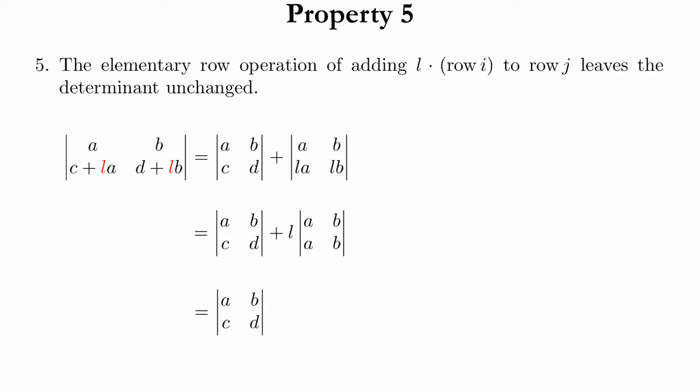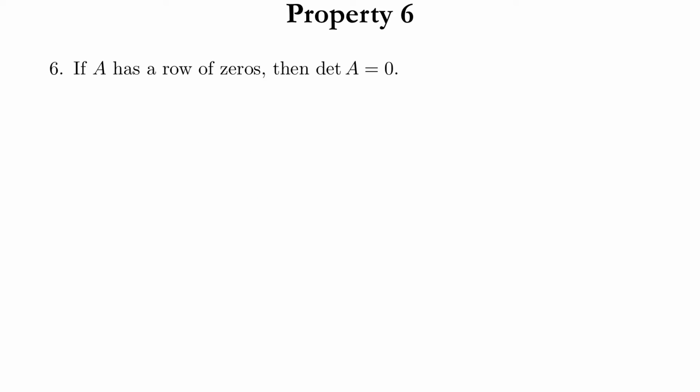The sixth property tells us that if the matrix A has a row of zeros, then the determinant of A must be 0. Let's consider the following 2 by 2 example. Say that the first row of A is 0, 0, and the second row is CD, where C and D are non-zero. And let's say we are computing the determinant of this matrix.